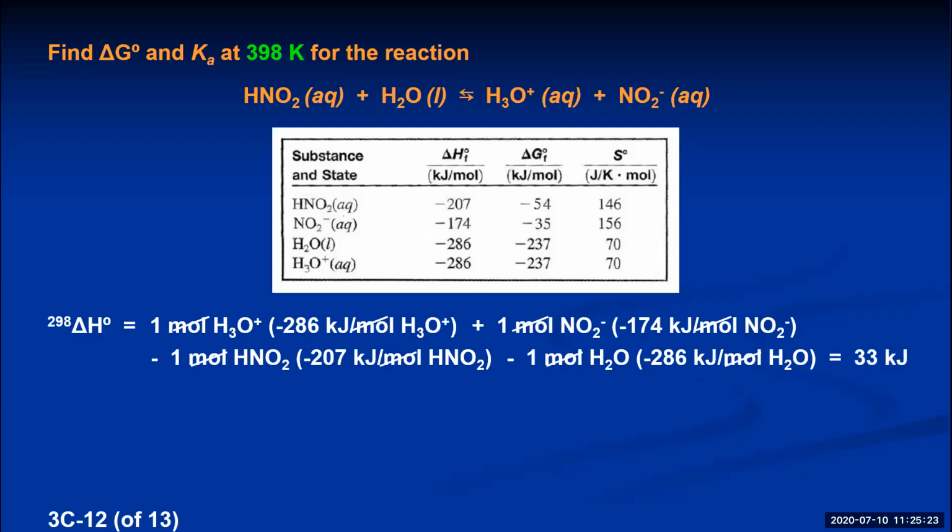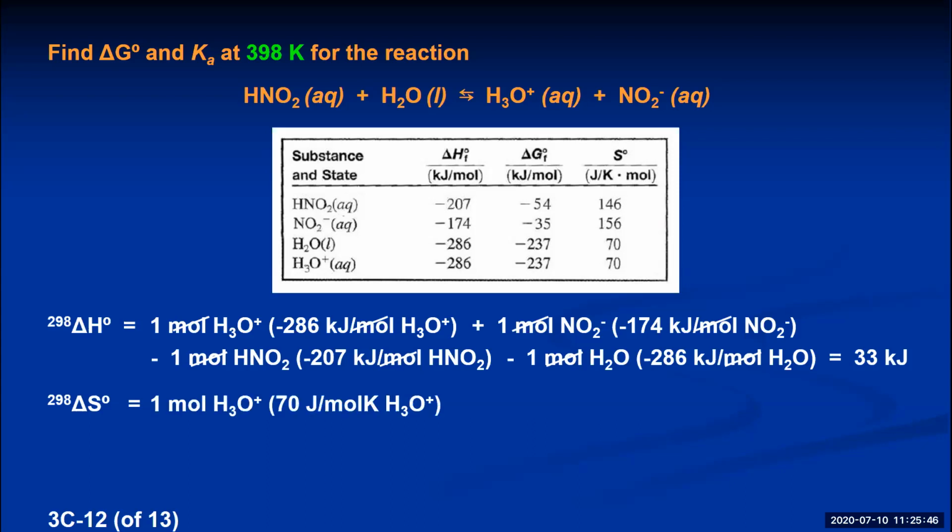And so I've now calculated what the enthalpy change is at 298. It's 33 kilojoules. And because enthalpy does not vary with temperature, the change in enthalpy at 298 is exactly the same as the enthalpy change at 398. So now I have my enthalpy change at 398. We'll calculate the entropy change at 298 from the thermodynamic table, products minus reactants.